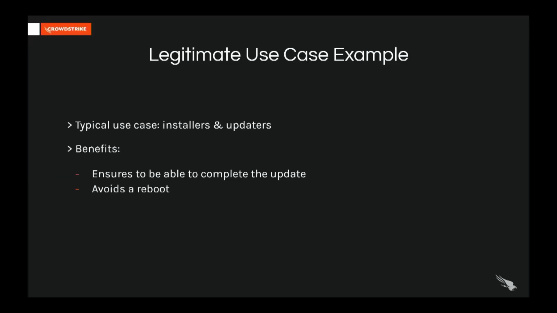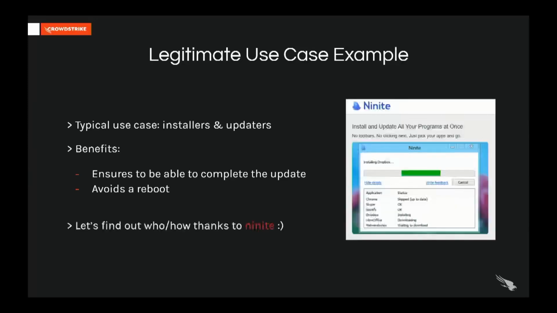But also to avoid a reboot in the cases where one application is blocking the files that need to be updated, and that if the application can be shut down, instead of doing a whole reboot, be able to do that. So we're going to try to catch our real case scenario, and to do that, we're going to use the software Ninite. That is a software where you can select a bunch of applications that you want to install or update at the same time to save you some time.